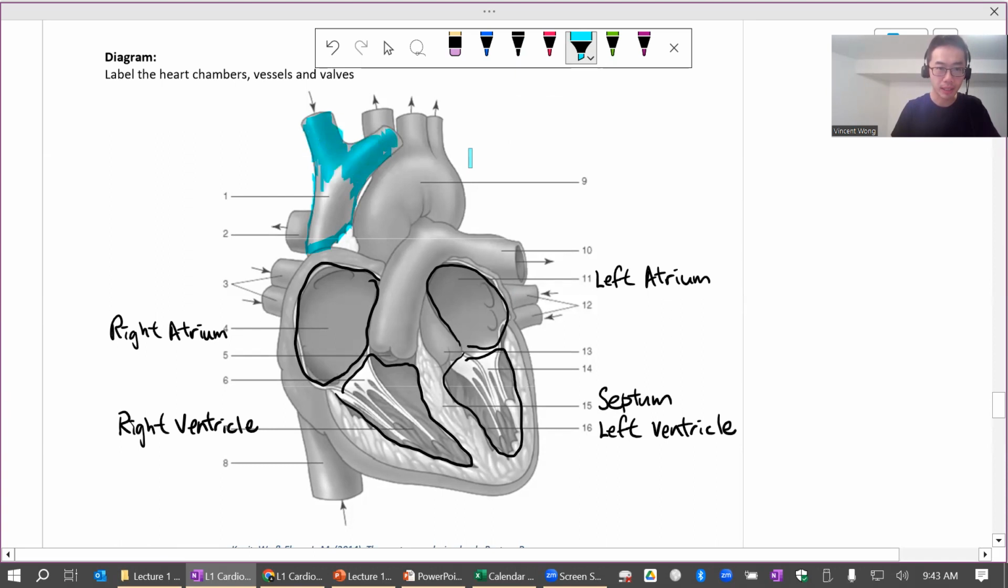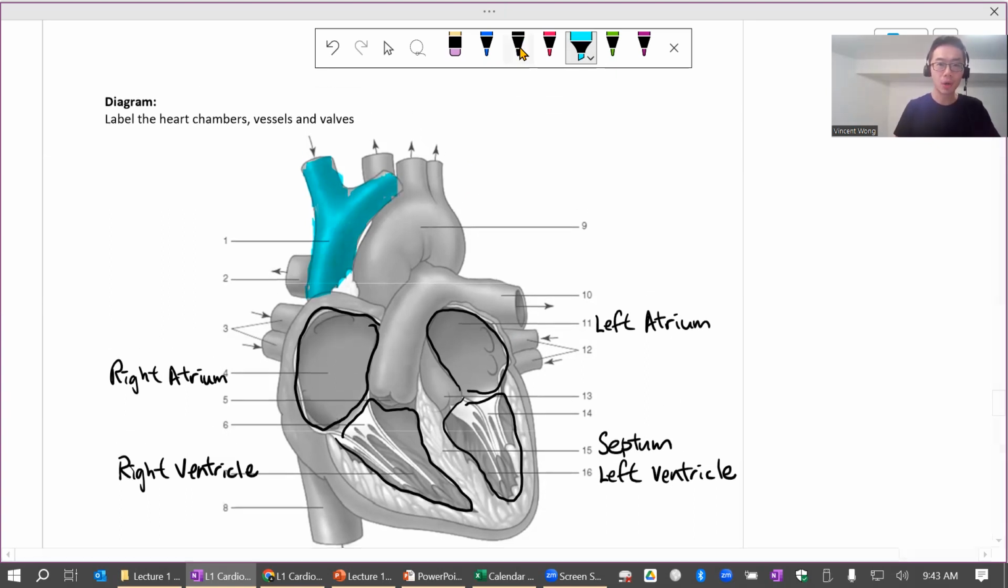So there it is. That's one vessel at the top. This one is called the superior. What does superior mean?